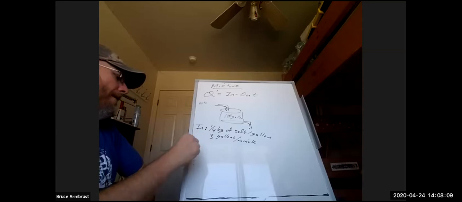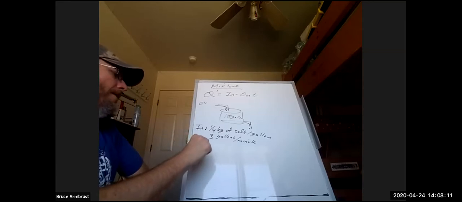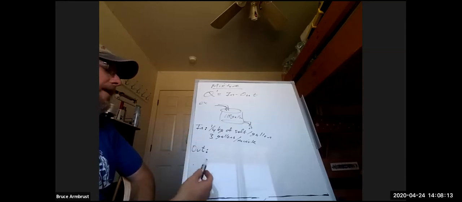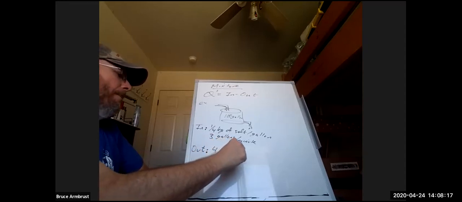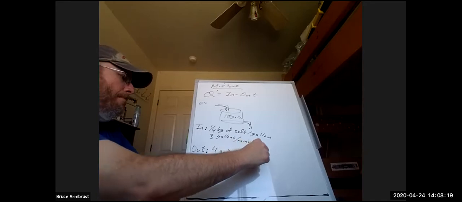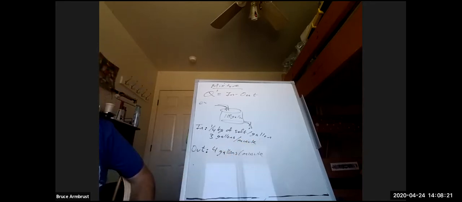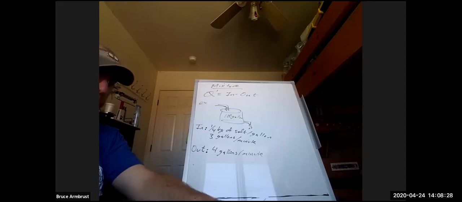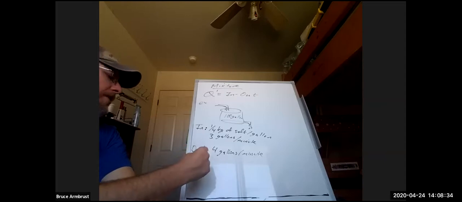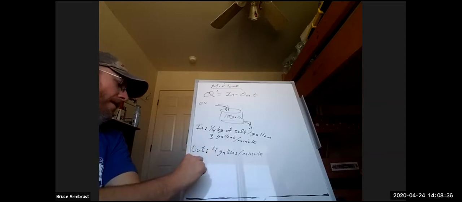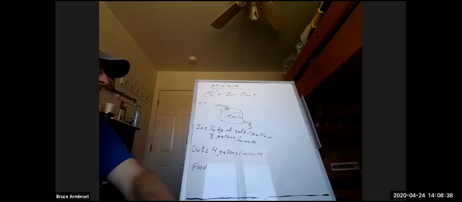But now this time, let's say that it's flowing out at 4 gallons per minute. But I want to answer the same question. I want to get some kind of a function of salt content per time.